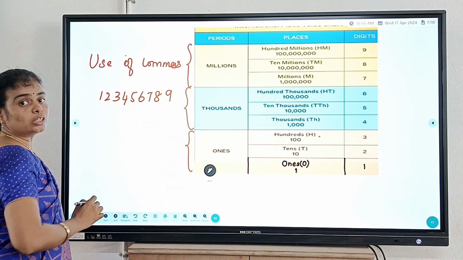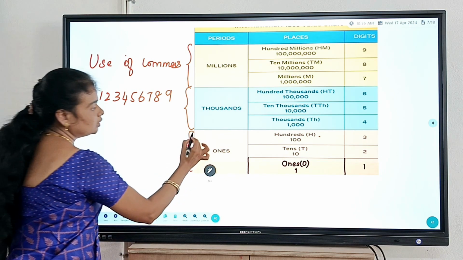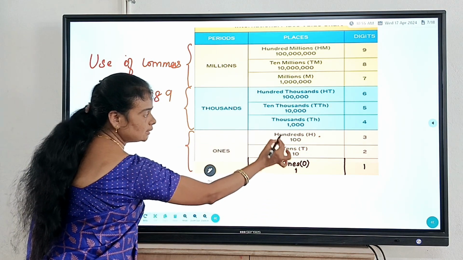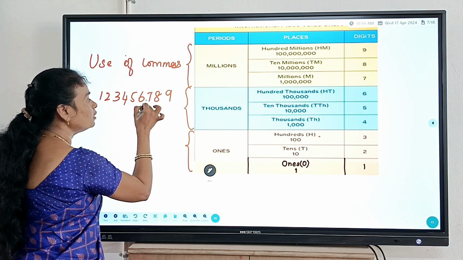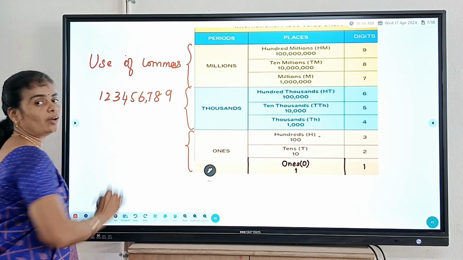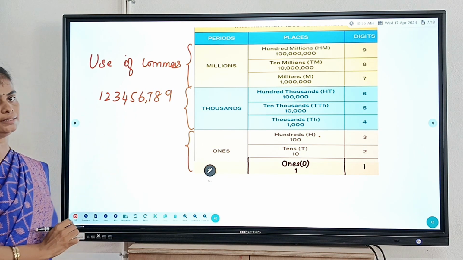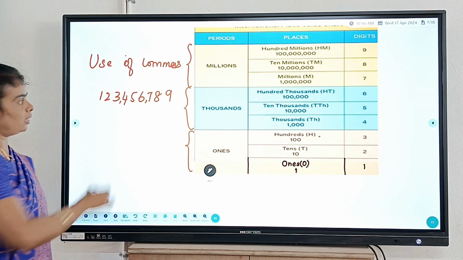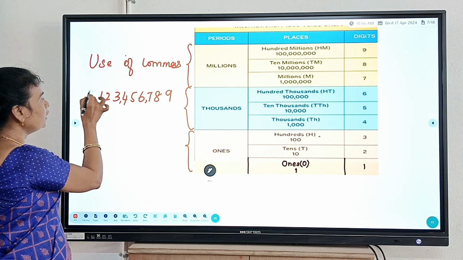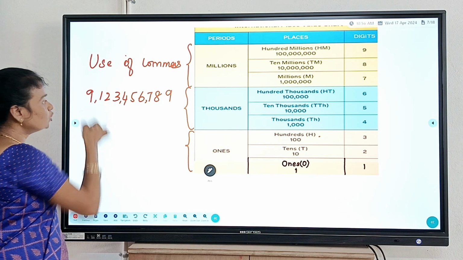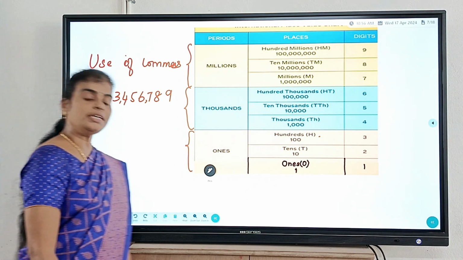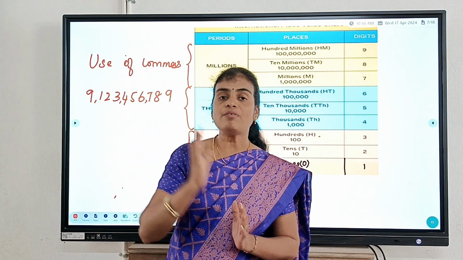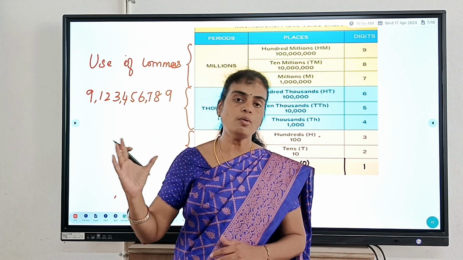So how to use commas in the international system? As I told you already, these three numbers, that is ones, tens and hundreds, together form one group. So here you have to place a comma after the three digits. Next, after again three digits, you have to put a comma. Again here, if you have any numbers in front, here also you can put a comma. So in the international system of numeration, after every three digits, you have to place the commas.